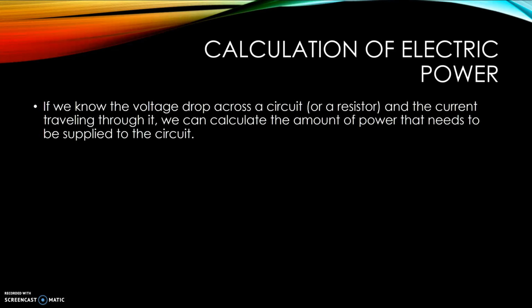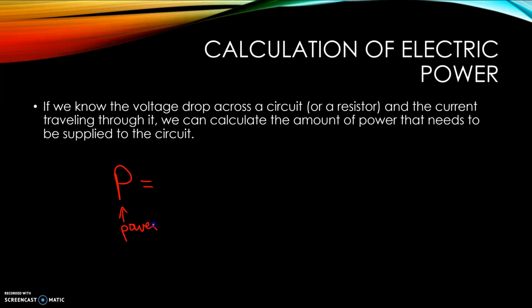We can also do this for a resistor. If we know the voltage drop across the resistor, and the current passing through the resistor, we can calculate the power being dissipated by the resistor in the form of heat or light. And the equation that allows us to calculate this is very simple. It's P, and this is for power.